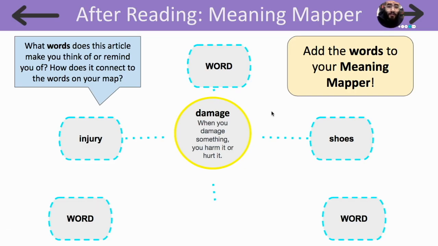Last, I want us to look at our meaning mapper. And again, we have the word damage in the middle. When you damage something, you harm it or hurt it. We already added the word choose and injury. What word would you add to your meaning mapper that is also related to the word damage?